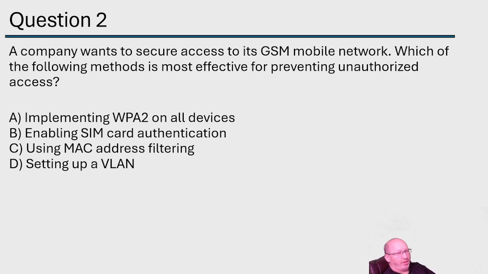A company wants to secure access to a GSM, global standard for mobile network, that's cellular. Which of the following methods is most effective for preventing unauthorized access? A, implementing WPA2 on all devices. That's not mobile, that's Wi-Fi. So we get rid of that one. B, enabling SIM card authentication. Ooh, SIM card authentication, definitely something on the mobile network, maybe.